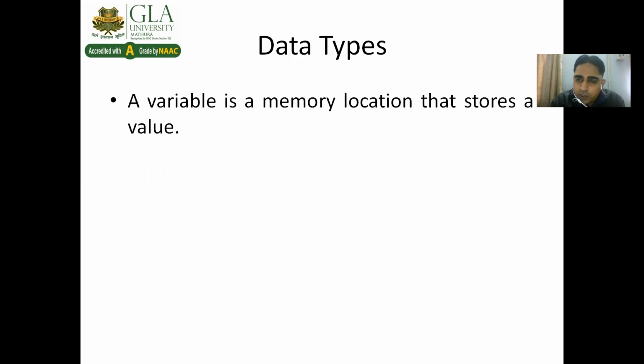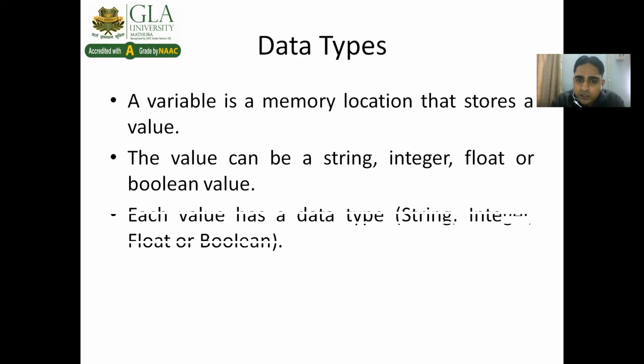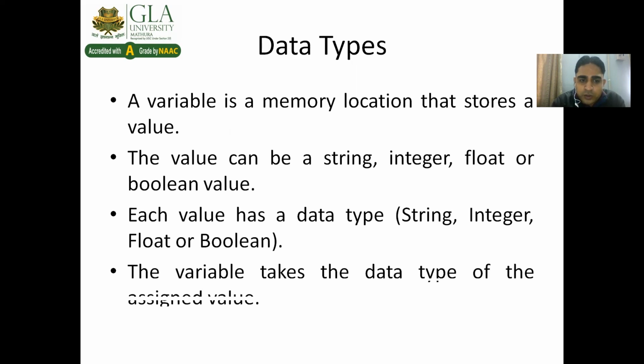When we talk about data types again, a variable, as in the previous lecture, is a memory location that stores a value. The value can be string, integer, float, or boolean, and each value has a data type. If it has a string value, the data type will be string. If the variable contains an integer value, the data type would be integer, and so on. The variable takes the data type of the assigned value. That's why Python is known as a type inferred language.